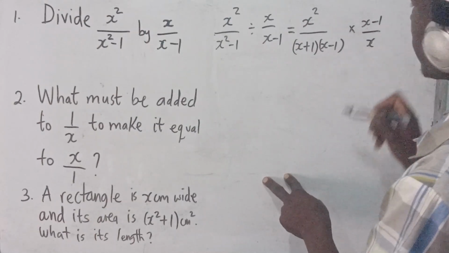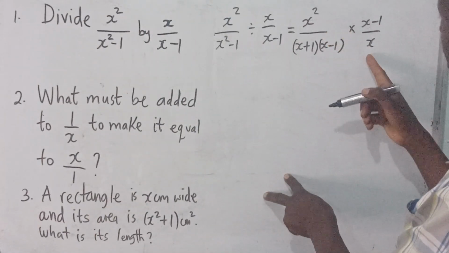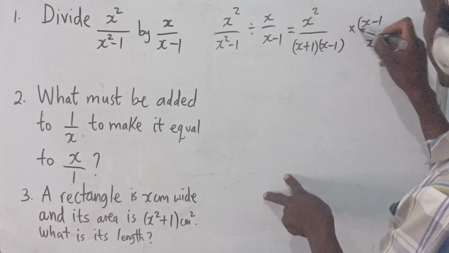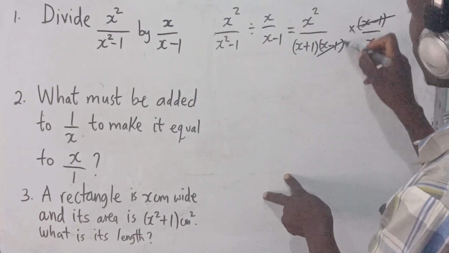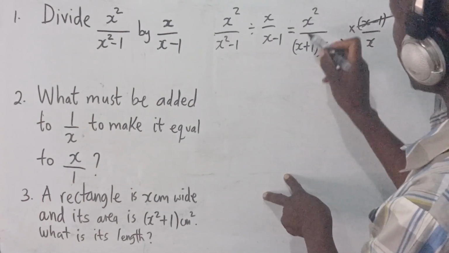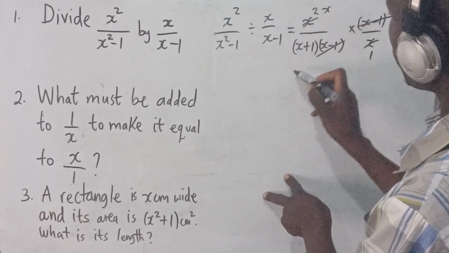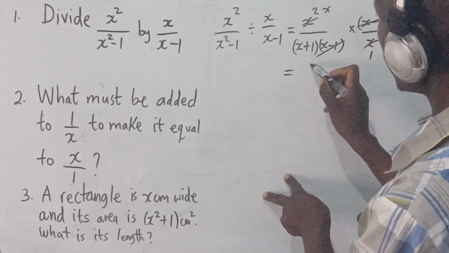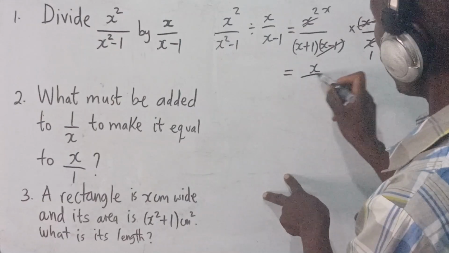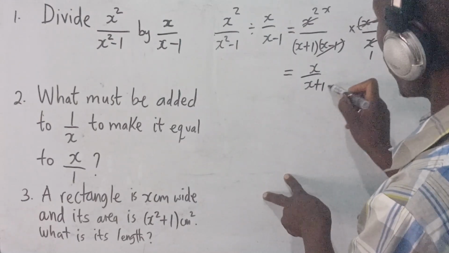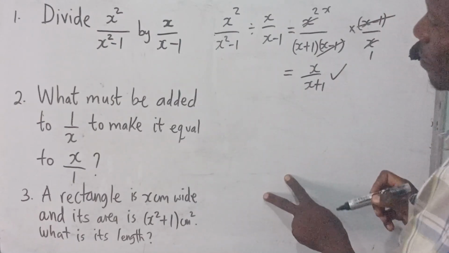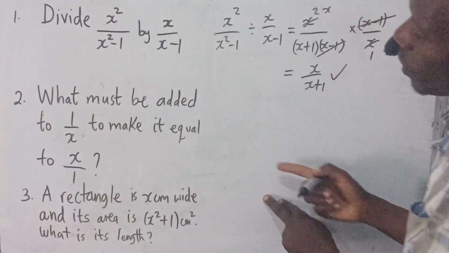over x. Looking at it carefully, we can see we have a common term here, which can be cancelled. And then we have also this x goes here x times. So the answer shall be x over x plus 1. That's correct. Look at our other application of the second question.